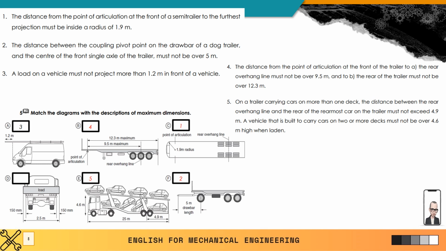If we only read a trailer carrying cars, we can easily just stop there and see which diagram shows a lorry or truck carrying cars. Well, it's clearly E. Right, so that was our answer. Number 6 is D, of course, that's the only one left there. Looks like we are missing the description for number 6.